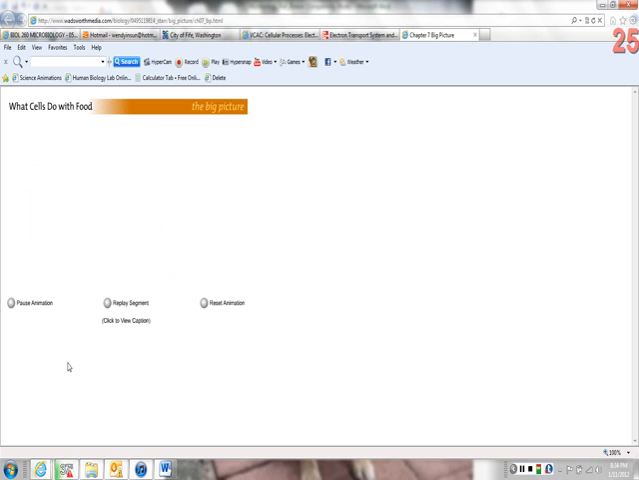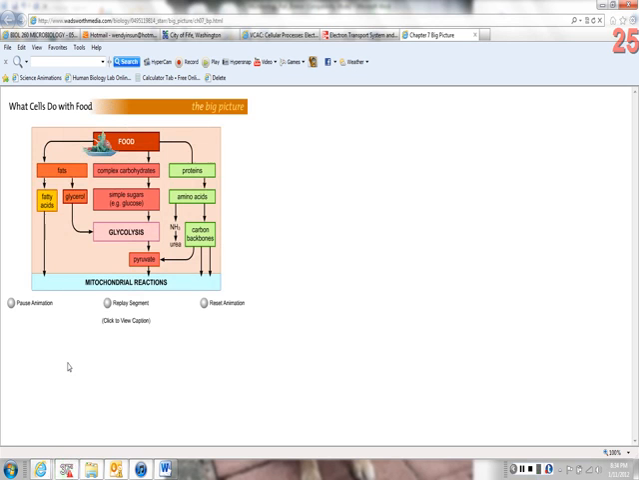What cells do with food? Fats, complex carbohydrates, and proteins from food are broken down by the digestive system and then by individual cells into simpler compounds. These compounds become substrates for glycolysis or for the mitochondrial portions of the aerobic respiration pathway.